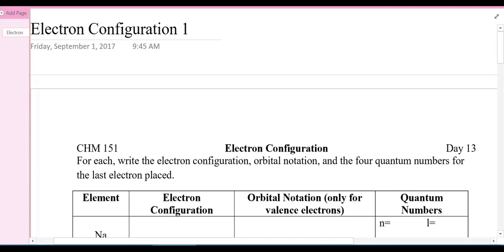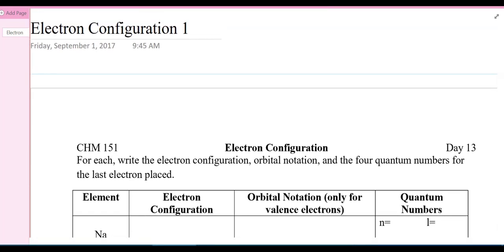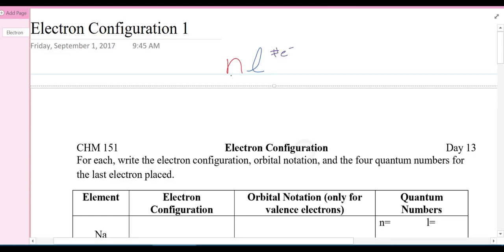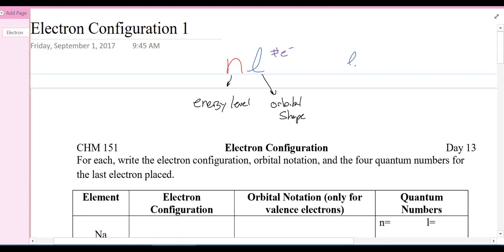We're going to get started with electron configuration, and if we remember, it's N, L, and then the number of electrons. N was the energy level, L is our orbital shape, and obviously the electrons are the electrons in the orbital. So we talked about L: 0, 1, 2, 3. If L is 0, that is an s orbital. 1 is a p, 2 is a d, 3 is an f. So let's go into how we do this.